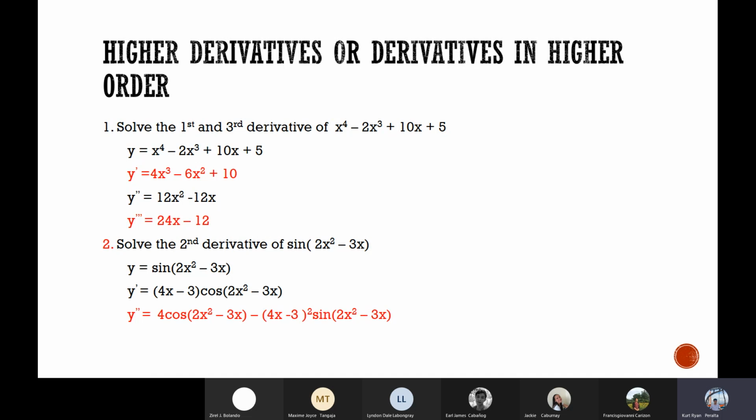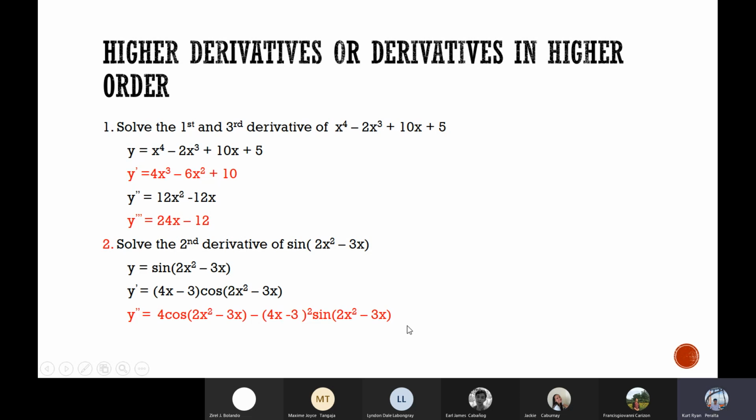So we have to get the second derivative. In getting the derivative again, we multiply, as discussed earlier. The derivative of 4x minus 3 is 4, then copy cosine 2x squared minus 3x, then minus the derivative of 2x squared minus 3x, which is 4x minus 3, then copy 4x minus 3 squared, then the derivative of cosine, which is sine 2x squared minus 3x. So that's the second derivative.